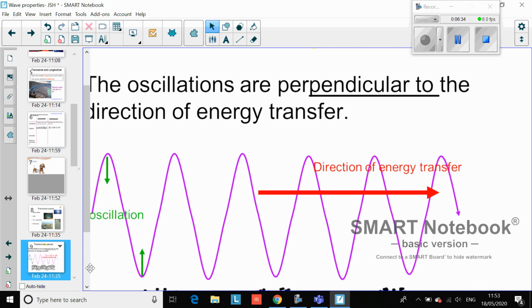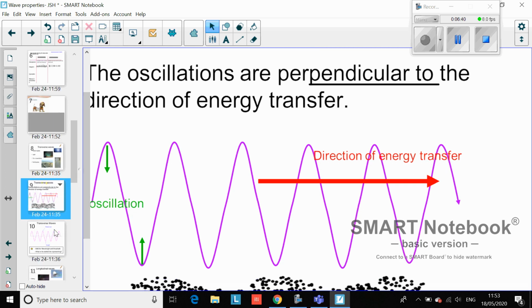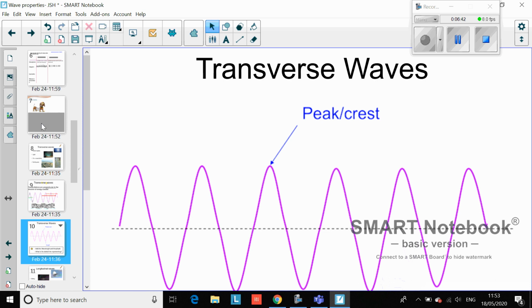Okay, so that is what this definition actually means. So a couple of other properties that you need to know about transverse waves. Now bear these in mind because you will need them to do the assignment a bit later.